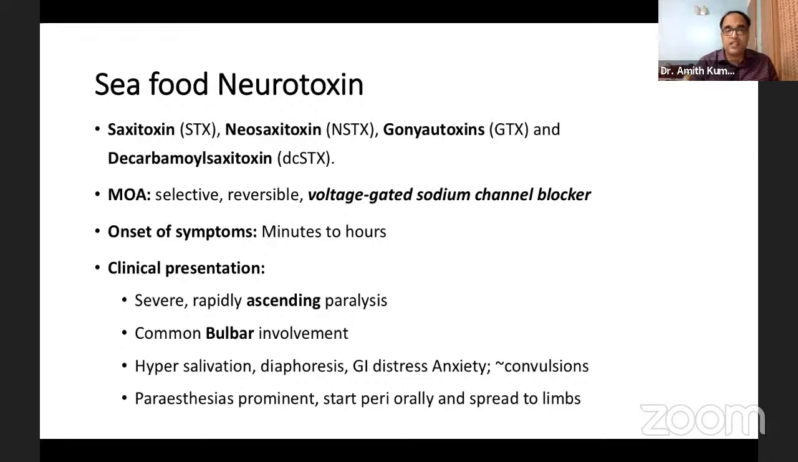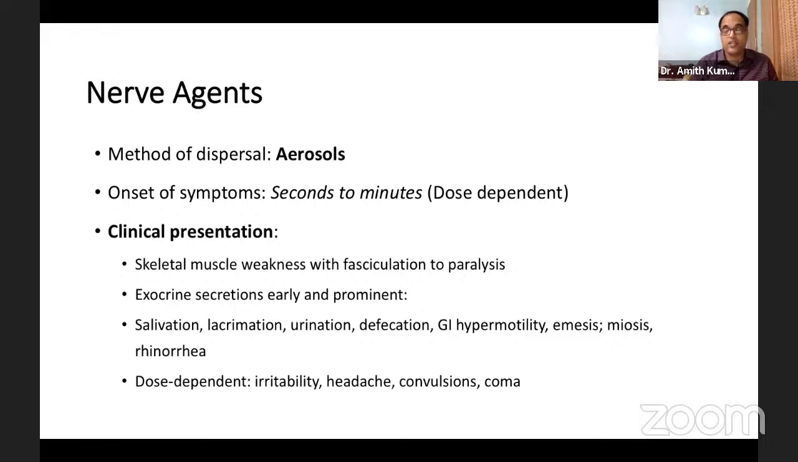Now, nerve agents. Nerve agents, as we all know, are notorious. The Iraqi generals used these nerve agents on the Kurdish nationals and the Iranian army. The method of dispersal is aerosols, and the onset of symptoms is seconds to minutes and dose-dependent. Clinical features include skeletal muscle weakness with fasciculation to paralysis, exocrine secretions early and prominent: salivation, lacrimation, urination, defecation, GI hypermotility, emesis, miosis, or rhinorrhea. We call these the SLUDGE symptoms. It is dose-dependent, and it can result in irritability, headache, convulsions, and coma.